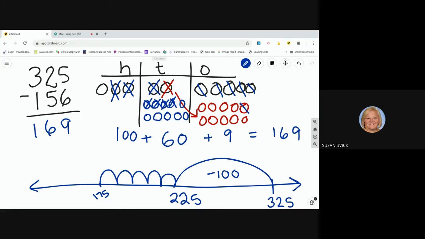All right, now I'm going to take away those 6. I'm going to draw them first. 1, 2, 3, 4, 5, 6. Okay, now I might think about this as 5 because I know that 170 minus 5 is 165, and then one more is 164. Okay, so that's the number line method. The number line method didn't require that we move any tens or hundreds.